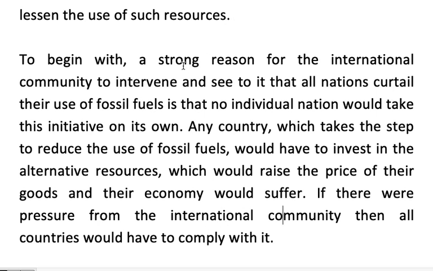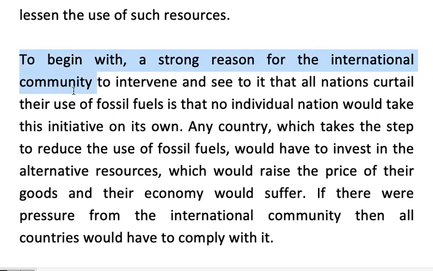So this is a small essay which has been made with just one point. And when we have to put just one point, we can start with a strong reason. Otherwise, when you have to put more than one point, then the first sentence should be, "There are many reasons why the international community should intervene." But here I am just putting one point in this paragraph, so I can make the topic sentence like this.